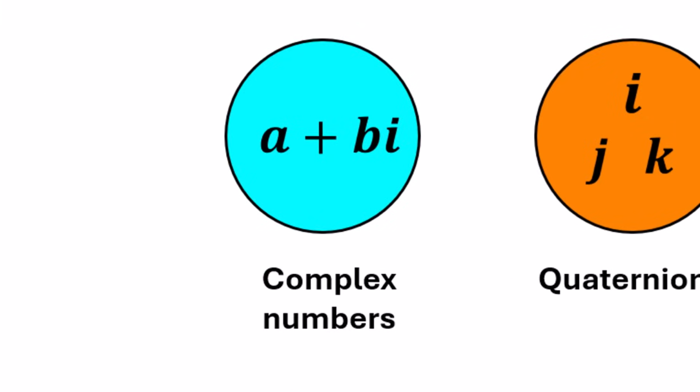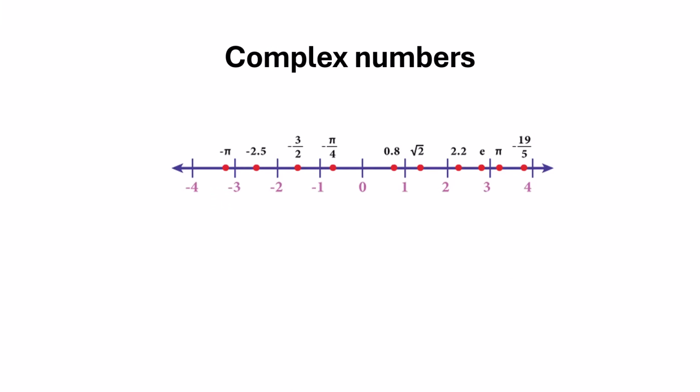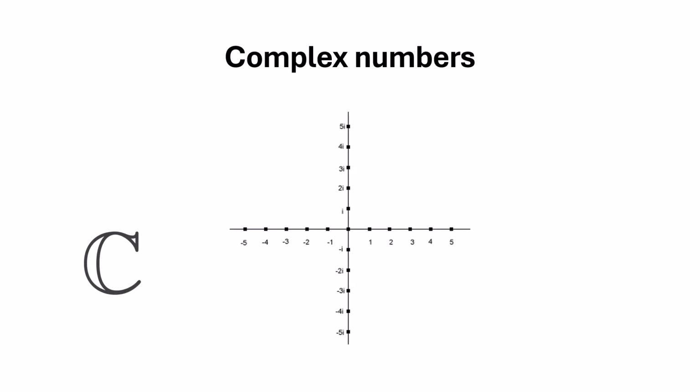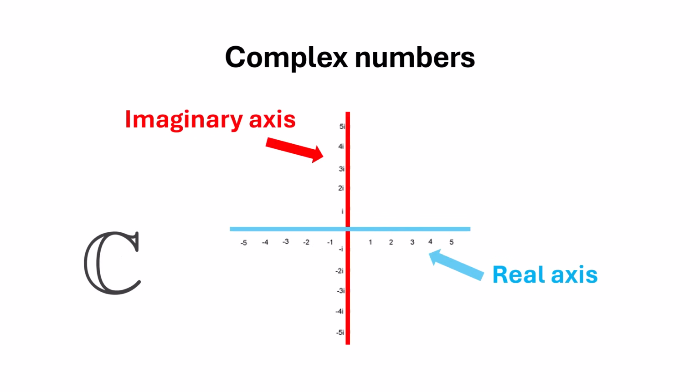Complex numbers. Complex numbers are an extension of real numbers, typically written in the form a plus b times i, where a and b are real numbers and i is the imaginary unit, such that i squared equals -1. We can visualize them using the complex plane, a graphical representation that extends the real number line into two dimensions, one representing the real axis and the other being the imaginary axis.